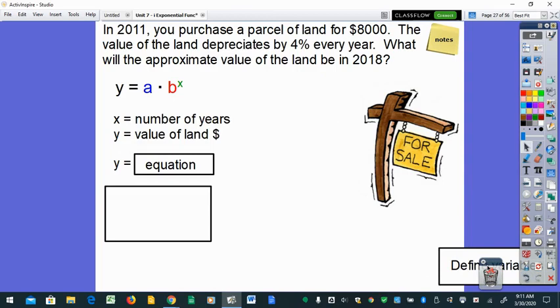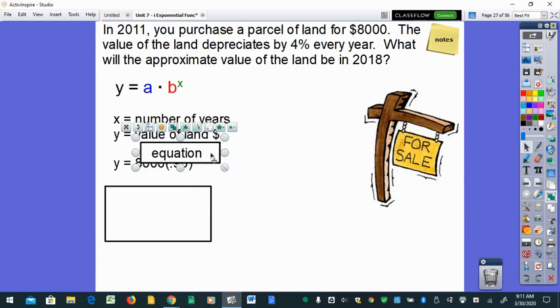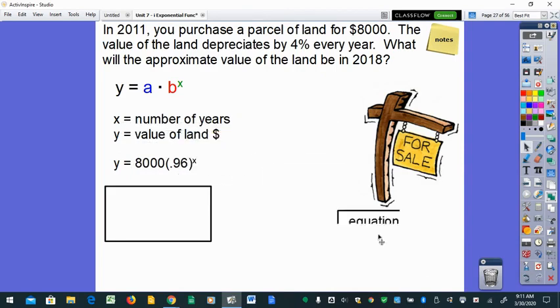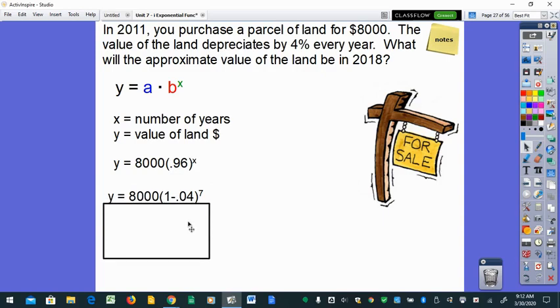So X is going to be the number of years, Y is going to be the value of land in dollars. Our general equation, including our Y and our X that we just defined, start amount, decay factor, and there's our X, which will be the number of years. Y is the value of land in dollars, and that's what you should always put when you're doing an exponential either growth or decay. You define your variables and write the general equation before you substitute in the years. And in this case, from 2011 to 2018 is going to be 7 years.